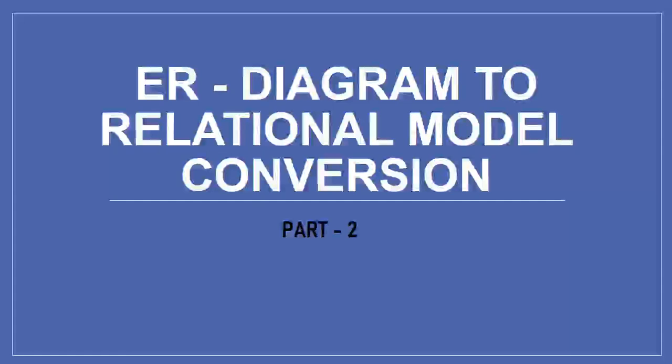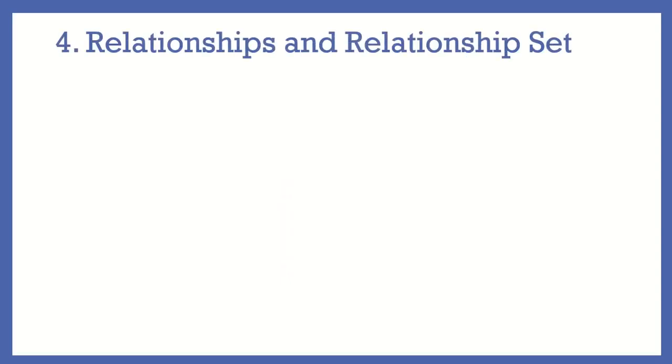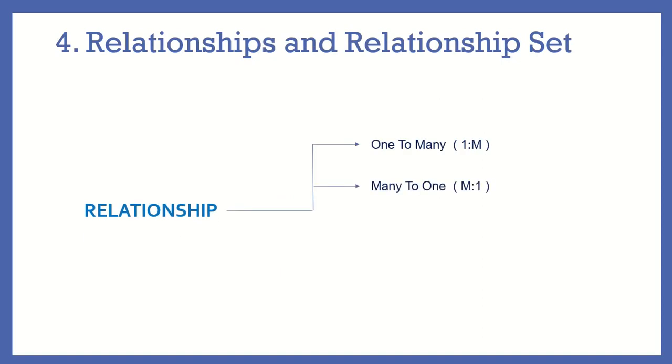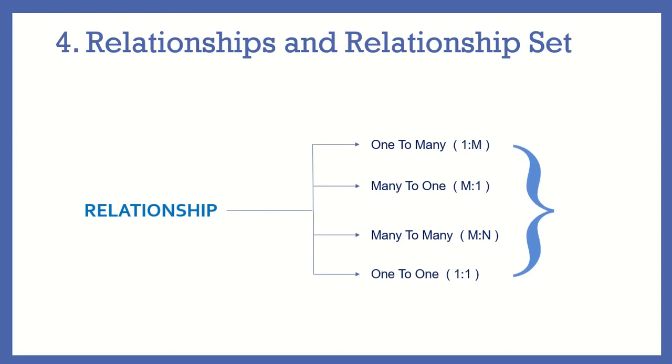This is the second tutorial on ER diagram to relational model conversion. We already covered 3 steps of conversion in part 1. Now let's begin with the 4th step of conversion, which is relationships and relationship set. There are 4 types of relationship: one to many, many to one, many to many, and one to one. Let's see the conversion of these 4 types of relationship into relational schema.